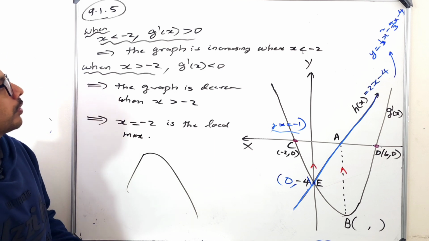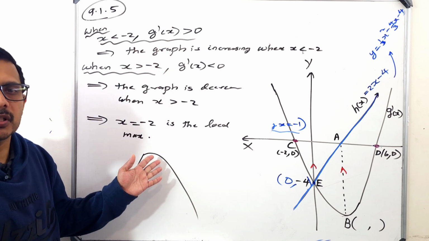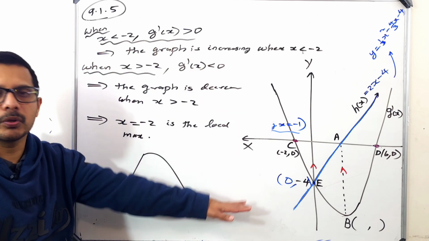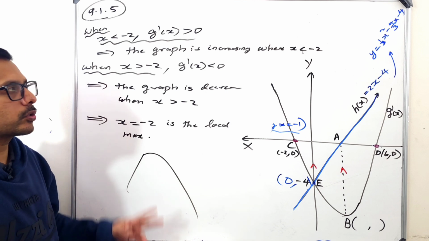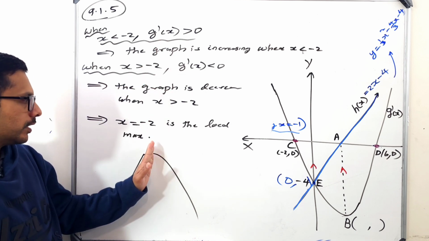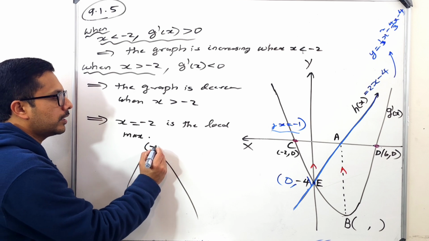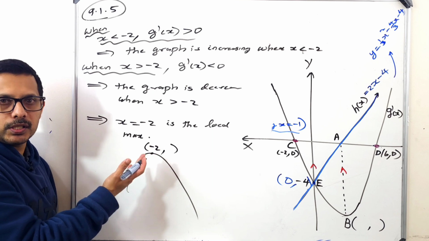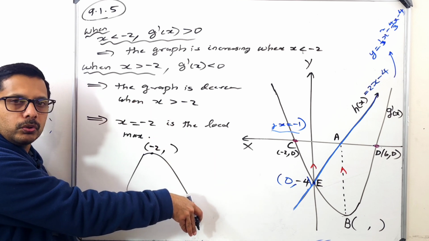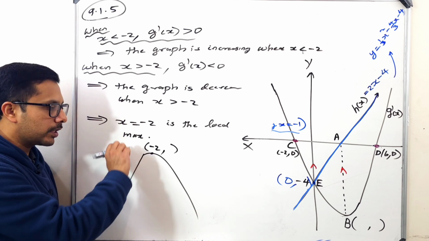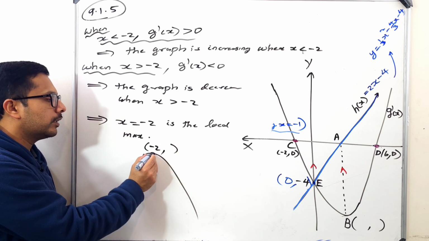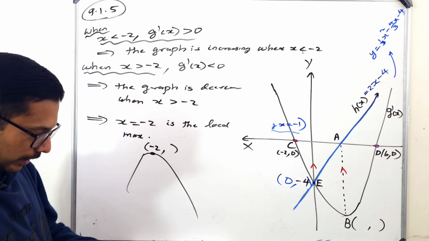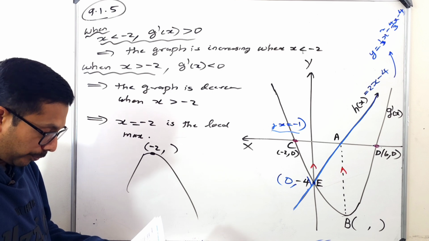That's enough. So when you write your exam, this one is enough. You understand? You don't want to take 1 point before minus 2 and 1 point after minus 2 and prove that. There is no need of that one. It's only 2 marks. So you just write this one. When x is less than minus 2, g dash of x is greater than 0, therefore the graph is increasing. When x is greater than minus 2, g dash of x is less than 0, it means that the graph is decreasing. It means that point x is equal to minus 2 is the maximum point. That's all. So that is question number 9.1.4, number 9.1.5.